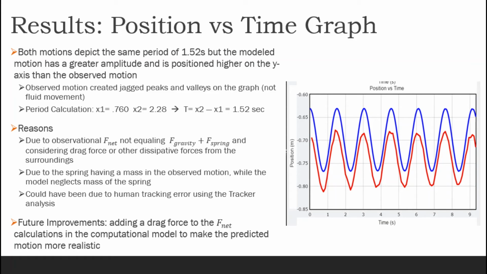This could be due to the sum of the net forces taking into effect drag and other dissipative forces from the surroundings, or the neglected spring mass causing incorrect calculations, and finally, human error during the tracking usage. To improve on this in the future, I would add a drag force to the FNet computational model calculations to get a more realistic predicted motion.